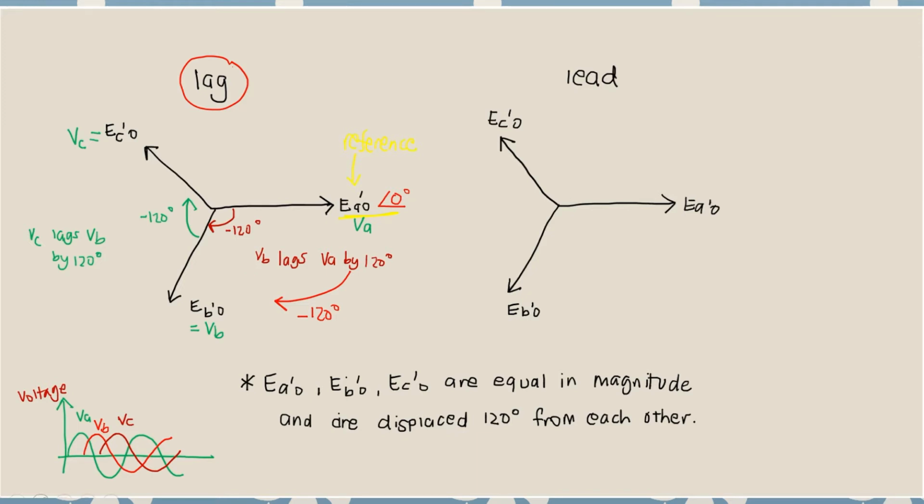Let's have a look at lead. Again we are saying that EAO is VA, EBO is VB, and ECO is VC. For the lead, it's going to be in this direction, plus 120. It's anti-clockwise. Again, because VA is at 0 degree, we take this as our reference.